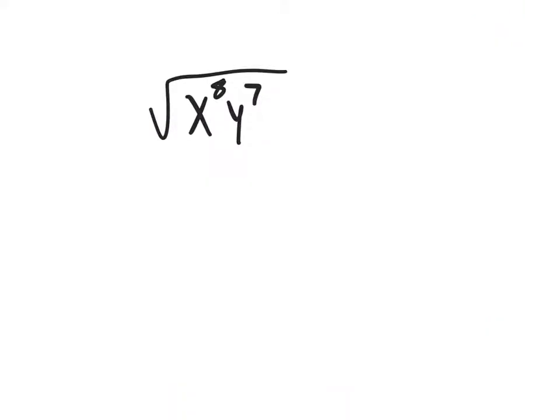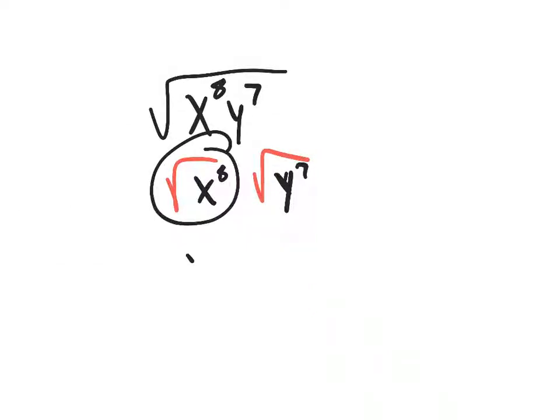So if you do have the radical, or the square root of x to the 8th, y to the 7th, what would your answer be? You could split it. Okay, so right here we get x to the 4th. And what about the square root of y to the 7th? What about the square root of y to the 7th? Okay, see, what's the problem? You have an odd power, right? 7. You don't want an odd power.